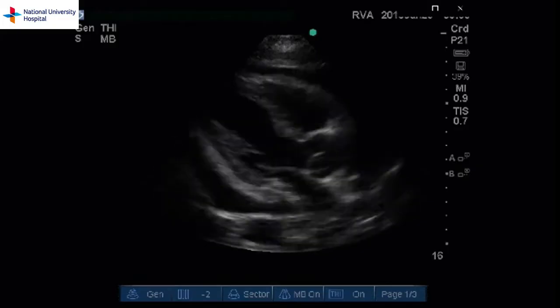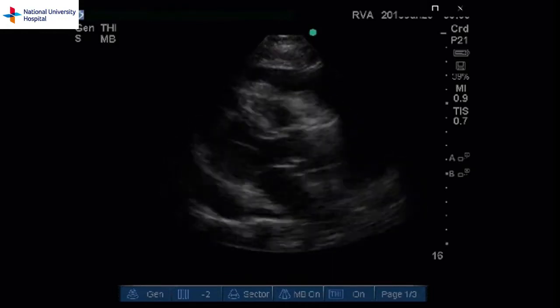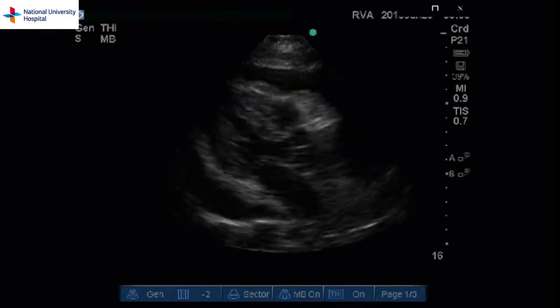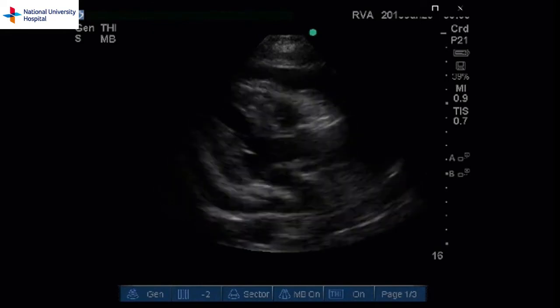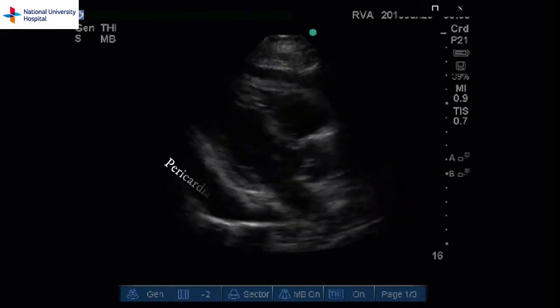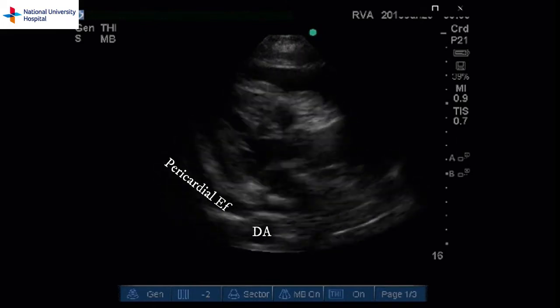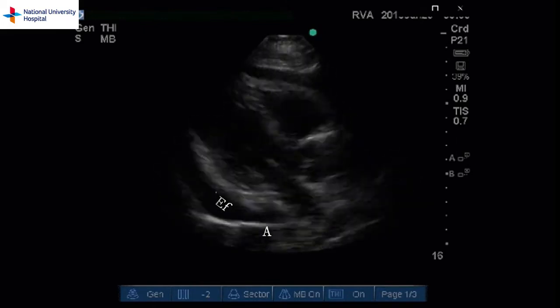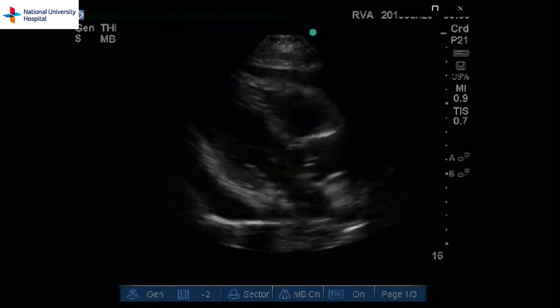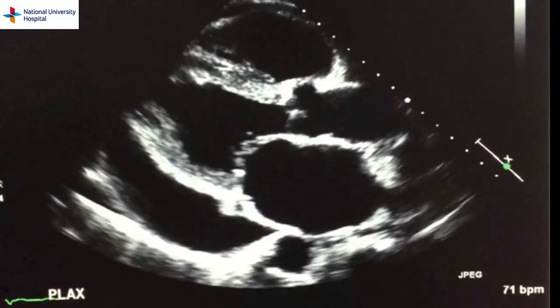Let's look at another echo clip. This is a pericardial effusion. Why? Because the fluid space is seen anterior to the descending aorta. The pericardial reflection passes anterior to the descending aorta. Fluid seen anterior to this is normally due to a pericardial effusion.